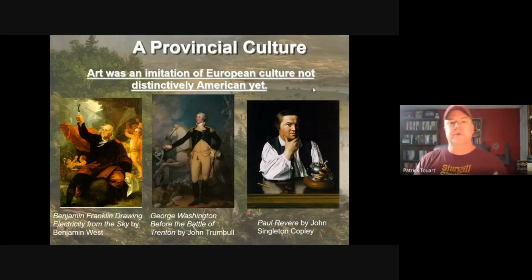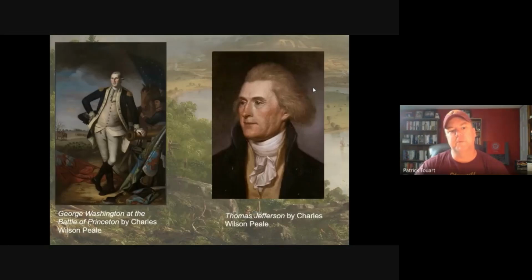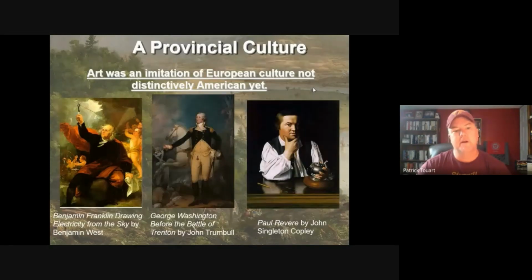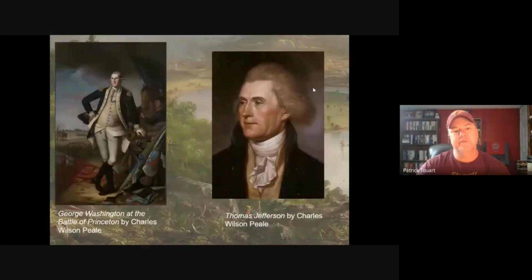But what they will want you to consider is how art changed over time. How did it go, and what did it reflect? Here you can see the Revolutionary era artists. Their influence is overwhelmingly European, and their work is predominantly portraiture. You see a lot of portraits during this period, particularly portraits of American leaders, like Franklin and Washington and Revere. Some very famous paintings here.